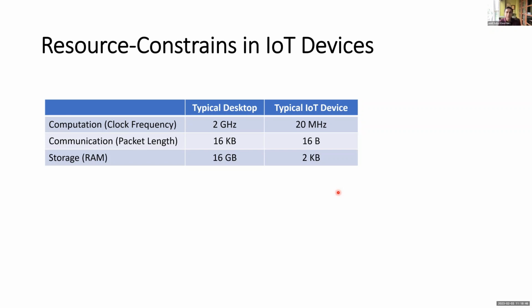Vireshwar, I had a quick question. Yes. So the communication limitation, is it intrinsic to the resources available in the IoT devices, or is it just that they tend to send packets or pieces of information which are very small compared to, say, a regular computer?